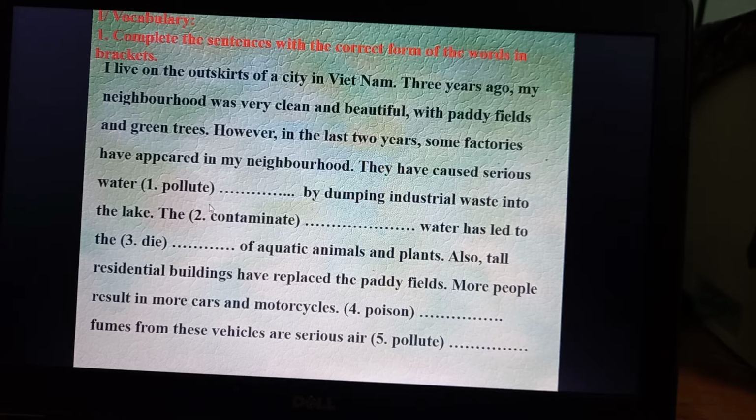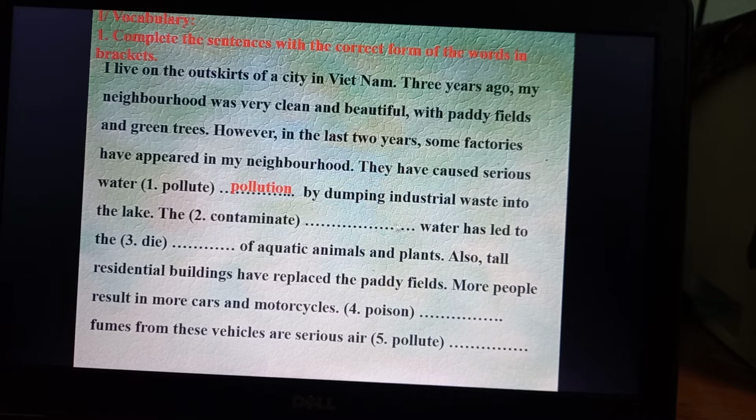If you want to do it correctly, you must remember the type of word. Pollute here is a verb. So after water, you look from the beginning, you read quickly. I live on the outskirts of a city in Vietnam. 3 years ago, my neighborhood was very clean and beautiful, with paddy fields and green trees. However, in the last 2 years, some factories have appeared in my neighborhood. They have caused serious water, after water we must use the noun, pollution by dumping industrial waste into the lake.